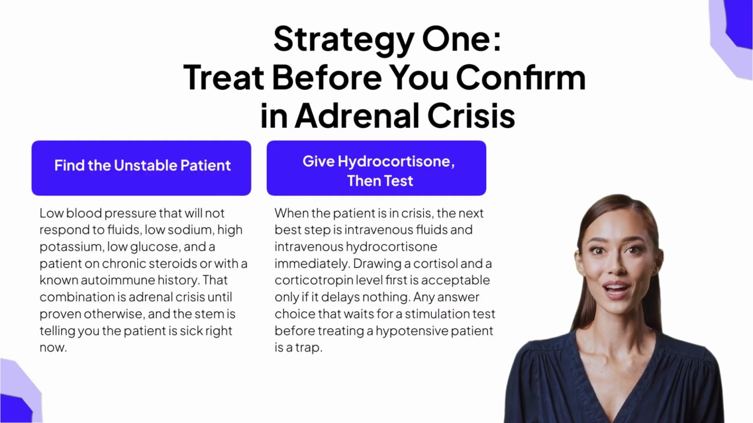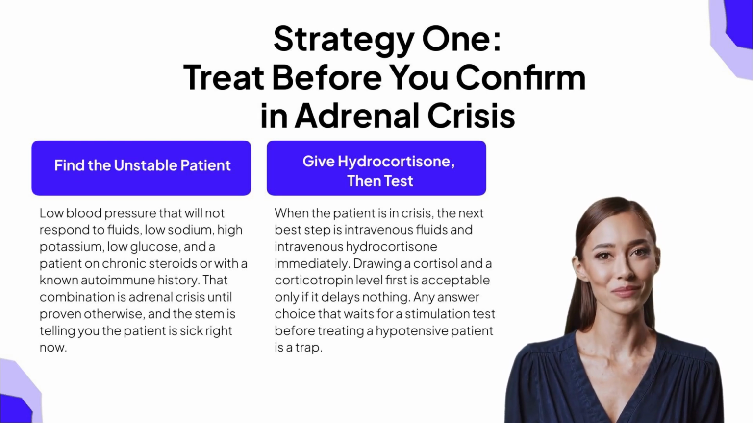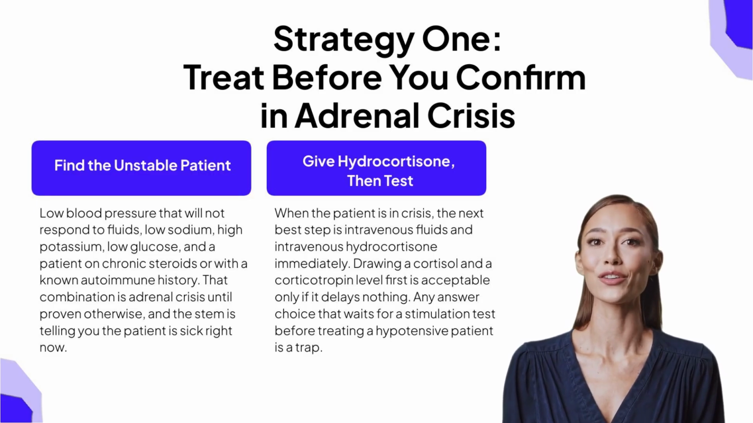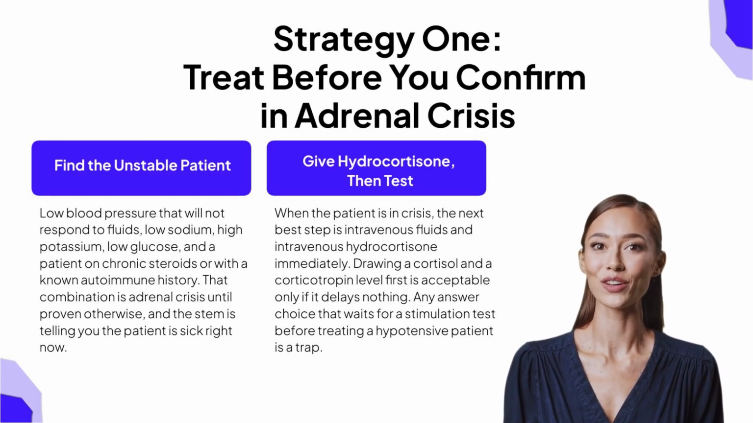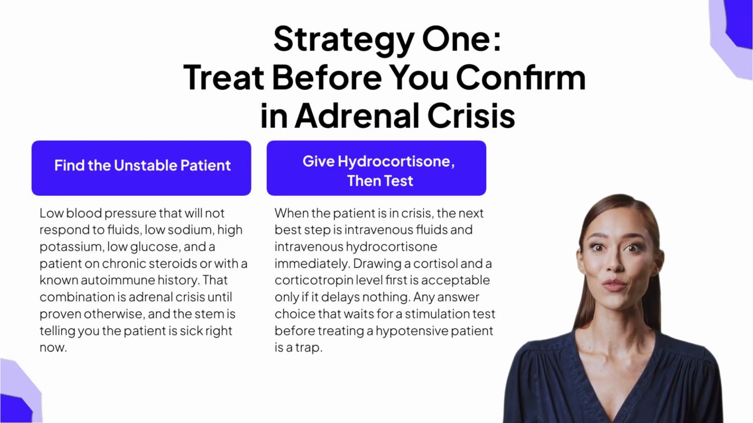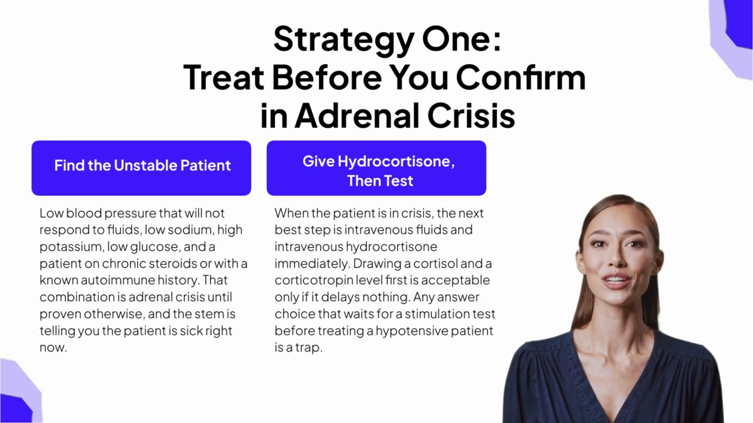Strategy 1, the highest yield rule in this video. When the stem describes an unstable patient with suspected adrenal crisis, you treat before you confirm. The pattern is low blood pressure that doesn't respond to fluids, low sodium, high potassium, low glucose, and a patient on chronic steroids, or who stopped them, or with another autoimmune disease. Sometimes an infection or surgery is layered on top. Once you see that cluster, your reflex is IV fluids and IV hydrocortisone now.